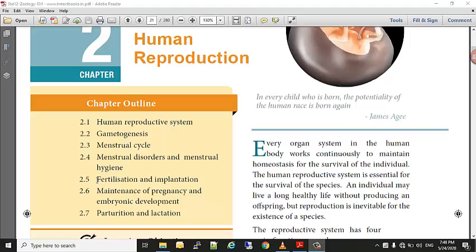And we also will study how the gamete undergoes fertilization and how the fetus develops. We will see the implantation, fertilization and the development also. How the maintenance of the pregnancy and embryonic development is observed in humans we will see. And finally we will see parturition and lactation. Parturition is childbirth, lactation is the giving of milk by the mammary gland. Is it clear? So these are the chapter outline.